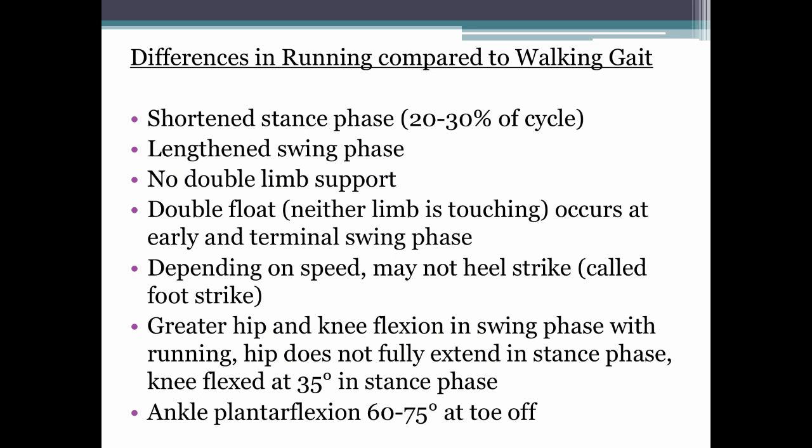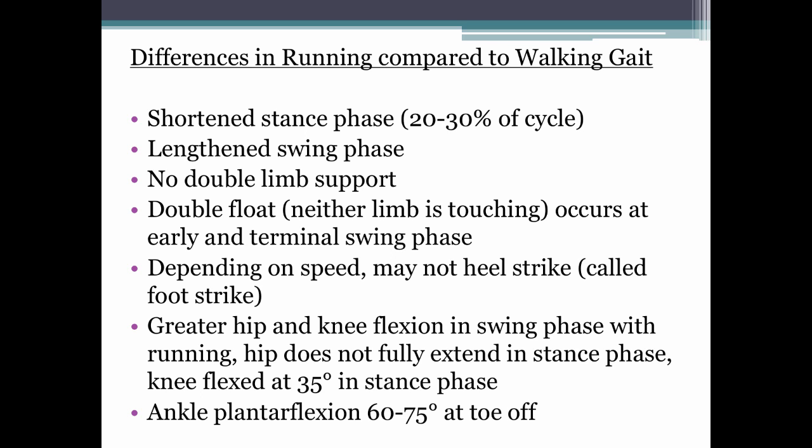So some differences between running and walking. We have a shortened stance phase with running. So again, stance phase with walking is about 60%. It's only 20 to 30% with running, depending on how fast you're running. You have a lengthened swing phase. So again, if your stance phase is 20%, your swing phase has got to be 80%. If your stance phase is 60%, then your swing phase with walking is going to be 40%.